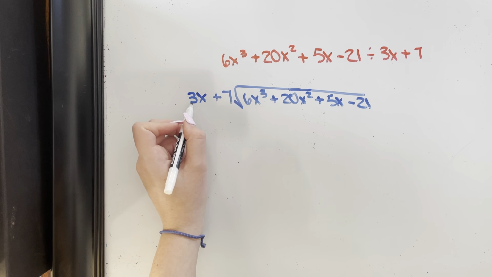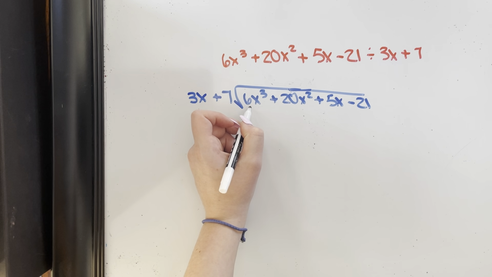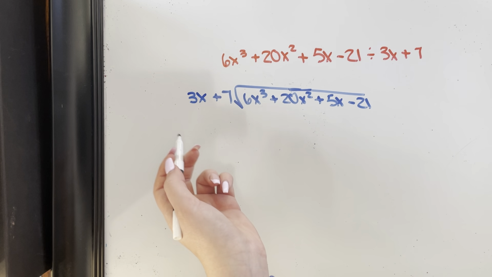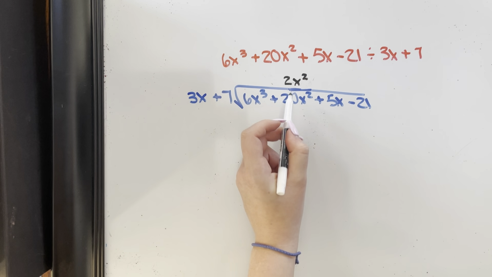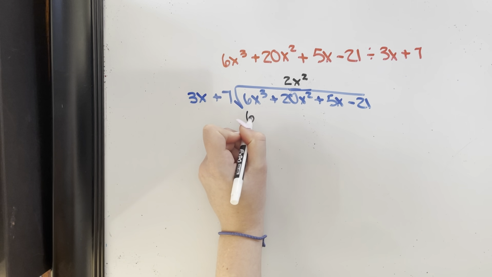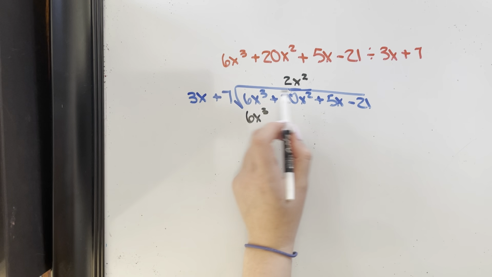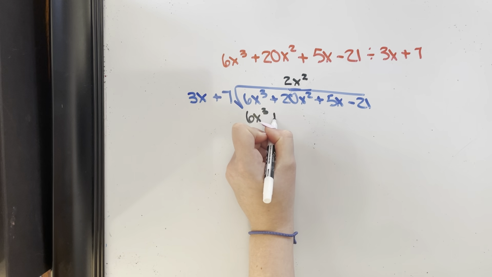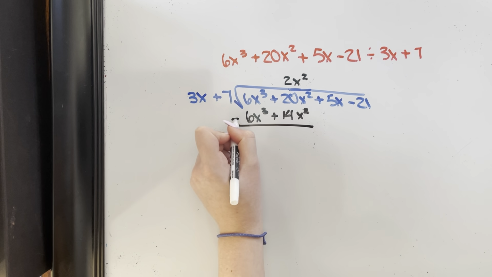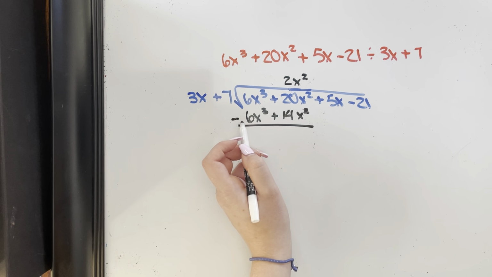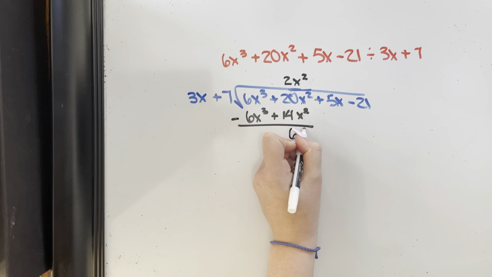Okay, so using division, you can find out how many times 3x can go into 6x cubed, which would be 2x squared amount of times. And then you're going to multiply and you get 6x cubed. Now 2x squared times 7 gives you positive 14x squared. And now you subtract, that's 0. Then that is 6x squared.